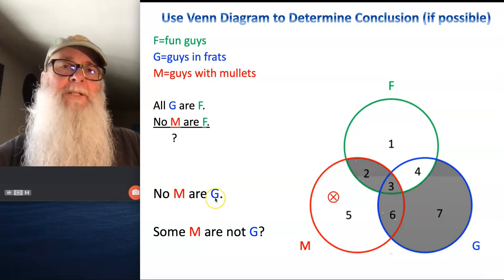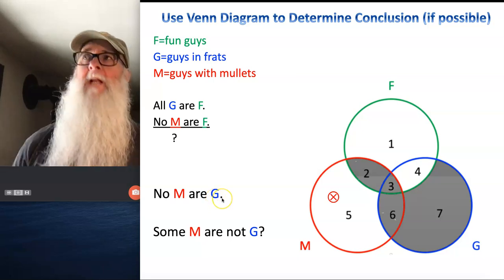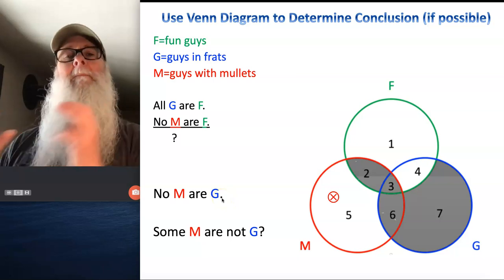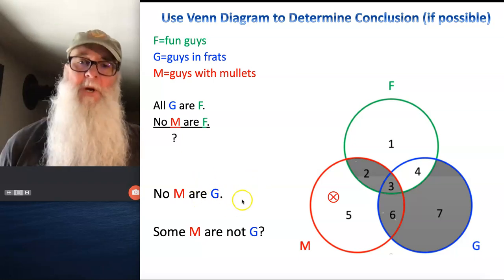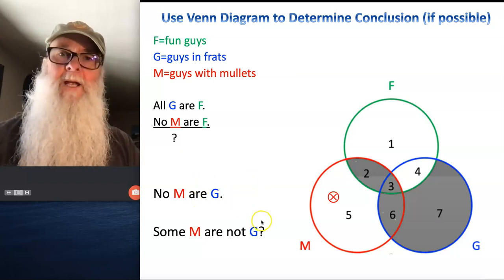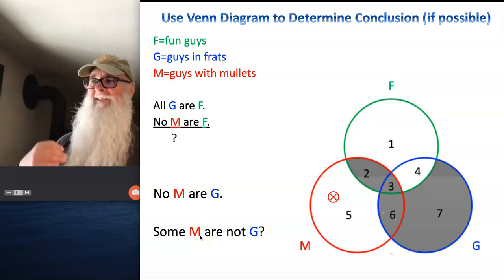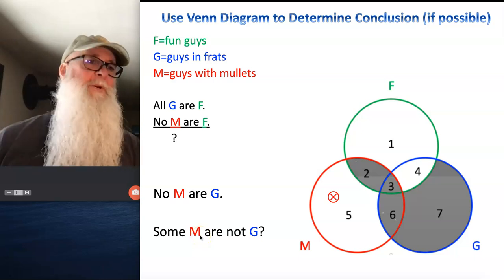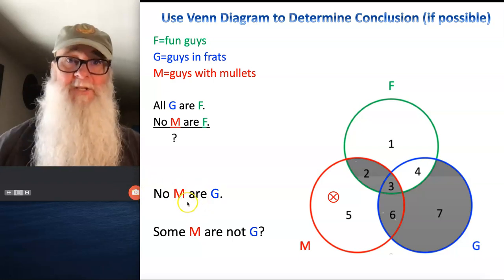No M are G is a universal statement. All M are G is also a universal statement, and universal statements communicate much more information than their corresponding particular statements. So no M are G tells us something about every single M, but the statement some M are not G tells us about at least one M, but we don't know how many more. But no M are G is telling us about all the M's, okay?